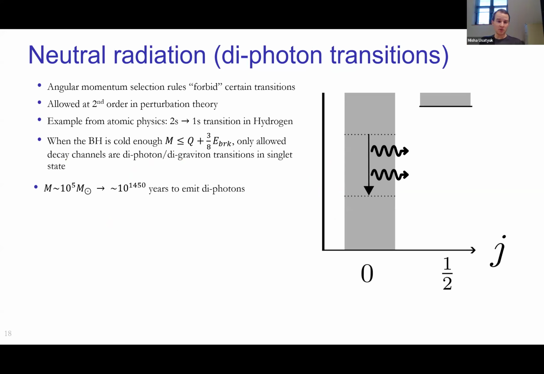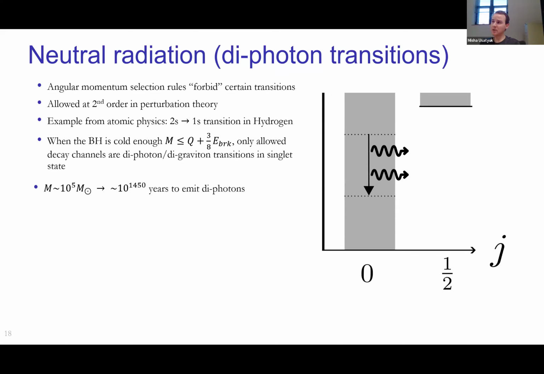So angular momentum selection rules also forbid certain transitions that are allowed at second order in perturbation theory. A standard example is the 2s to 1s transition in the hydrogen atom, where to go from the 2s state to the 1s state, you have to emit two photons simultaneously that are entangled in a singlet state. A similar thing happens here. At small enough energies above extremality, the only states that exist have 0 units of angular momentum. And so you can't emit a single photon or a single graviton.